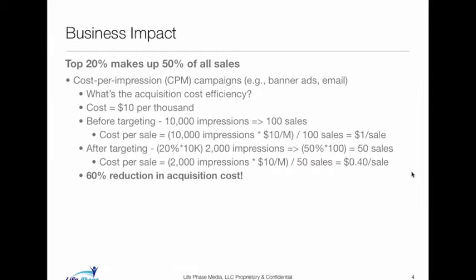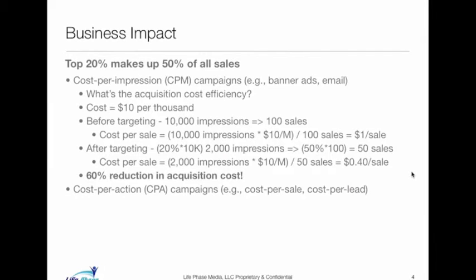Now these numbers are pretty small, $1, 40 cents. But let's add a couple zeros. What if you had a $10 million marketing budget and you were able to save $6 million by getting a more efficient campaign for only $4 million? A 60% reduction in acquisition costs. What business wouldn't benefit greatly from that? Now let's look at the other side of the equation.